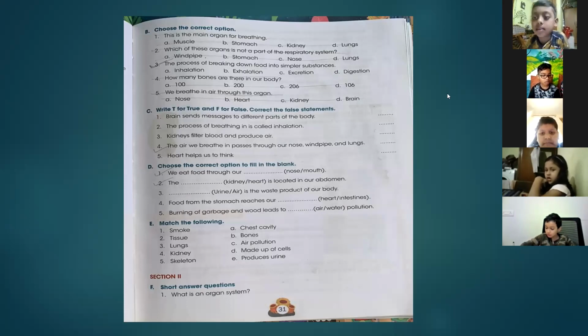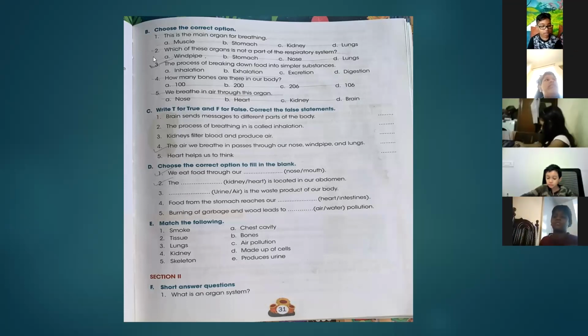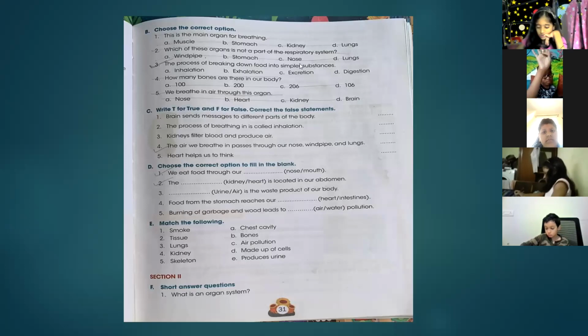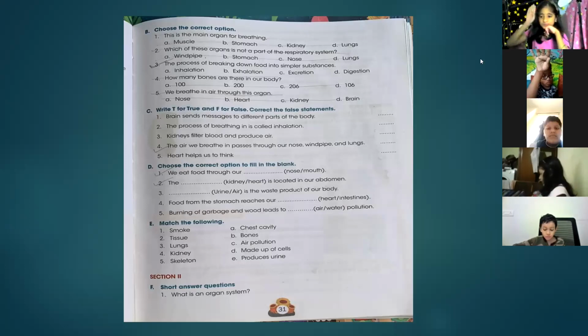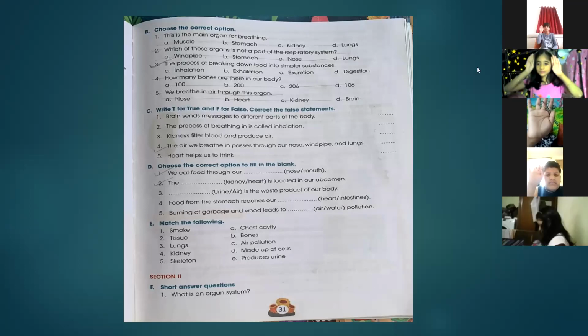Ma'am, lungs. Very good. It is lungs. Yes, you can mute. Okay. So the main organ for breathing is lungs. So you can tick D. Okay. Next one. Which of these organs is not a part of the respiratory system? Windpipe, stomach, nose, or lungs? Tell me which one is not part of the respiratory system.